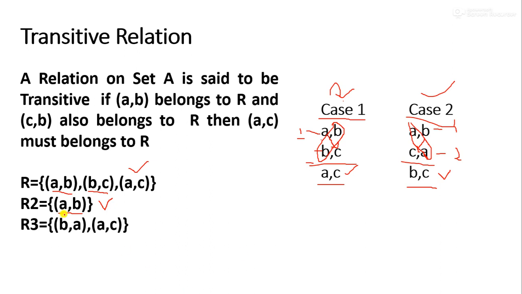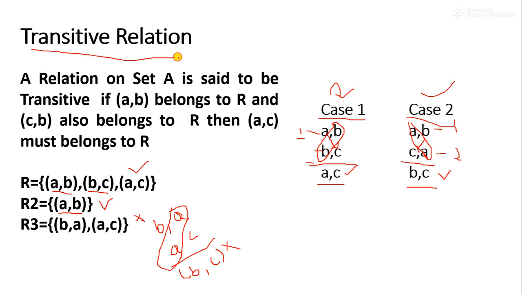We have another relation R3, which has the first pair (b, a) and the second pair (a, c). So we have a common, and therefore we must have (b, c), but we don't have (b, c) in our relation R3. Therefore this relation is not a transitive relation.